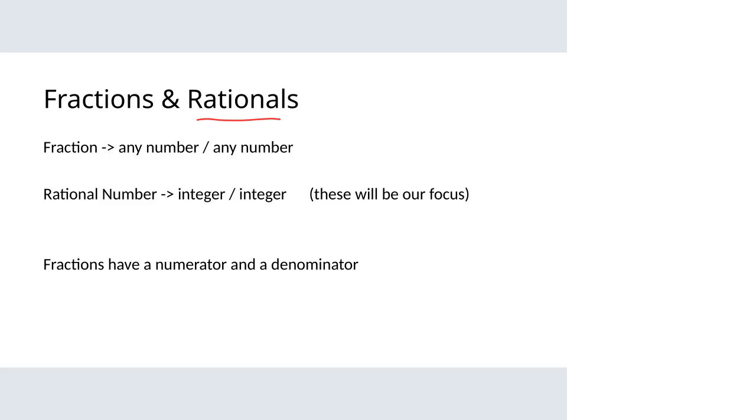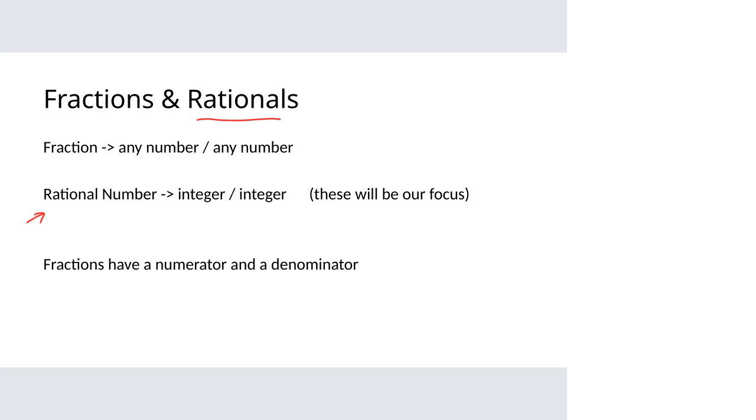First, I want to make the distinction between fractions and rational numbers. A fraction is any number on the top with any number on the bottom. More specific than that, rational numbers have an integer on top and an integer on the bottom. And this will be our focus.